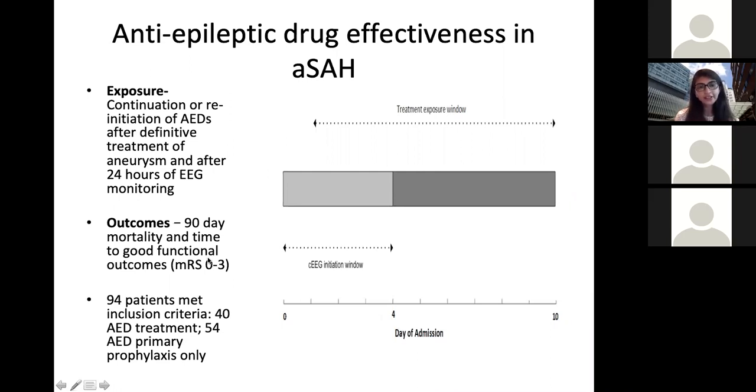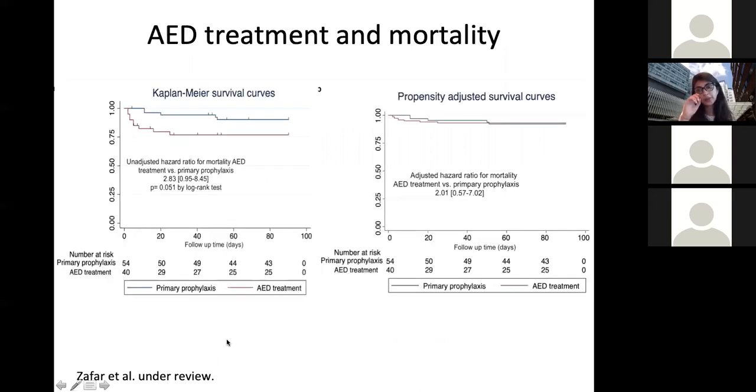Of course, having stringent inclusion and exclusion criteria does come at the cost of decreasing our sample size, where 40 met the criteria for exposure and 54 were not exposed to AED treatment. We then used propensity methods to adjust for confounding and confounding by indication in these patients.